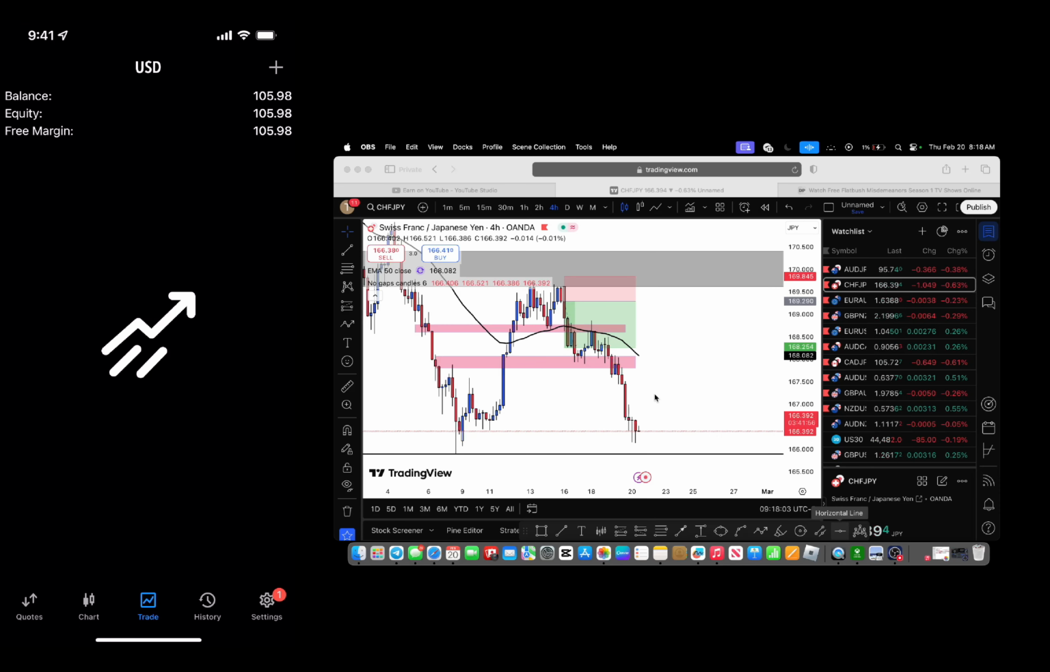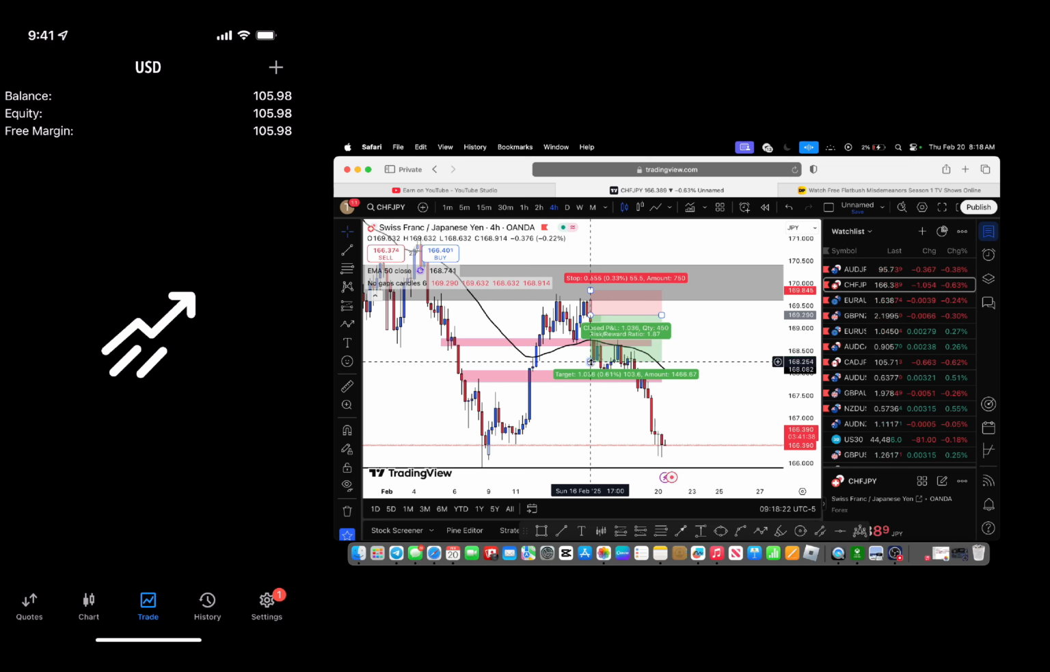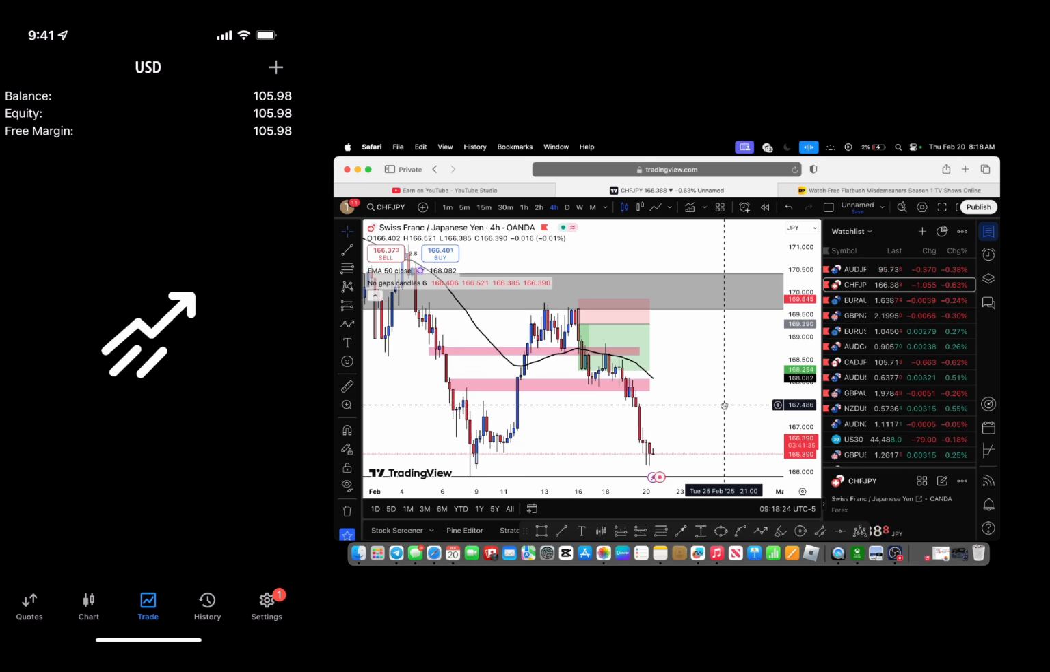Okay guys, so last and final update for this trading week. It's currently Thursday, February 20th. It's currently 8:18 in the morning Central Time. And as you guys could see, CHFJPY, which was the first pair, played out exactly how I expected it.